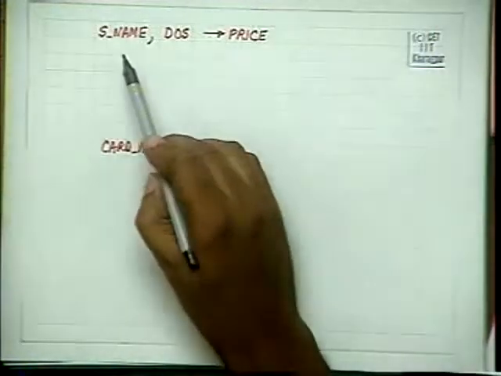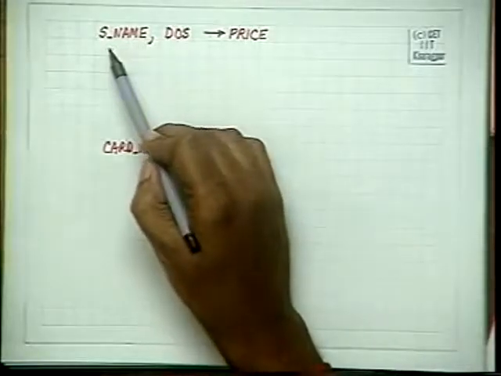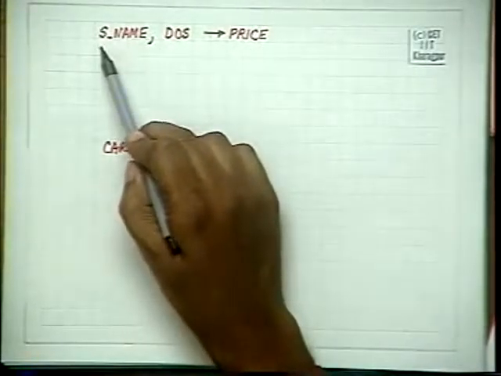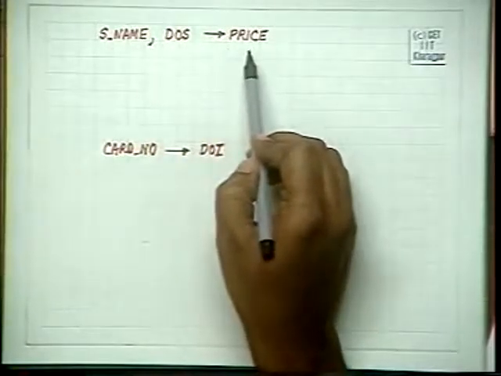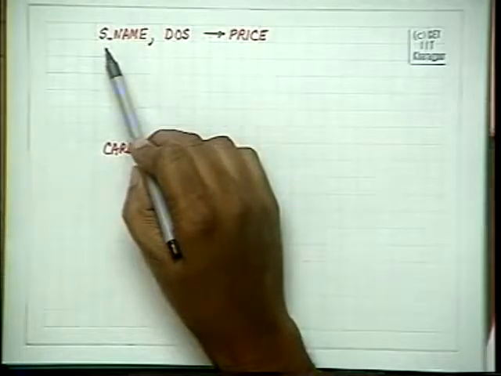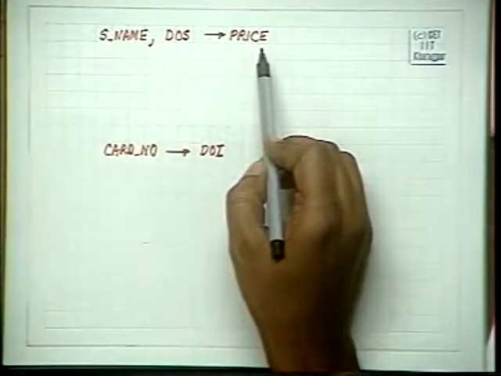Let us see another example. This was an example which we picked up yesterday, and I made some minor error in expressing this. This says S name, date of supply and price, and we argued that whenever S name and date of supply are same, price must be same.